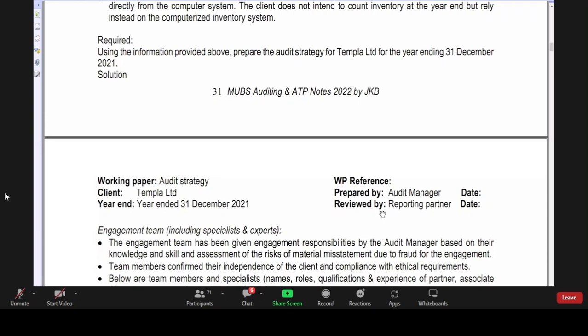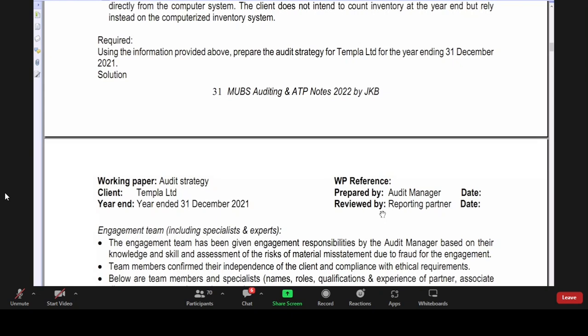Because in the audit strategy, you have to look at your engagement team. So here we say we are including specialists. Why? Because basically the engagement team should be based on the knowledge of the people you have, and the skills they have, so that they have the necessary skills to detect material misstatements.